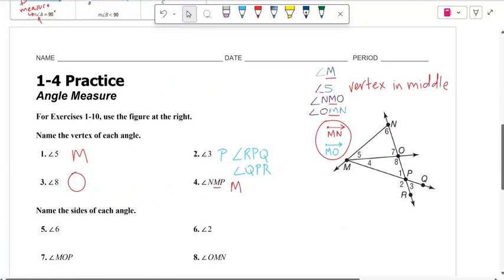Okay, let's jump over to some a little bit more advanced problems.